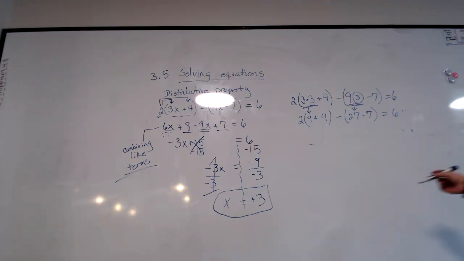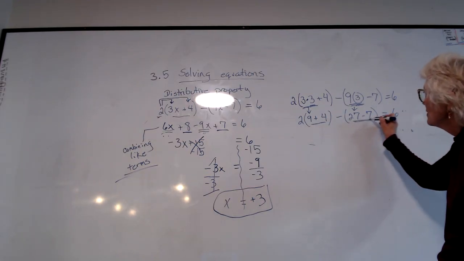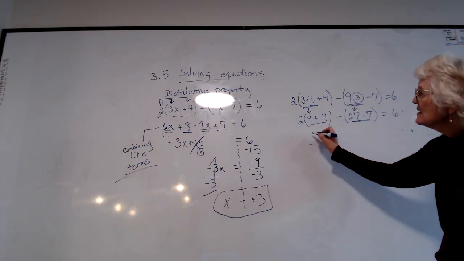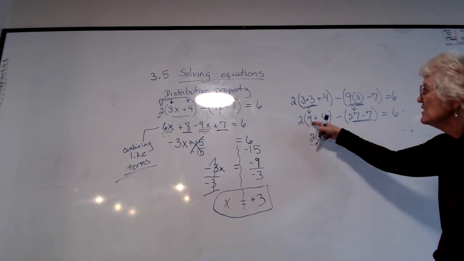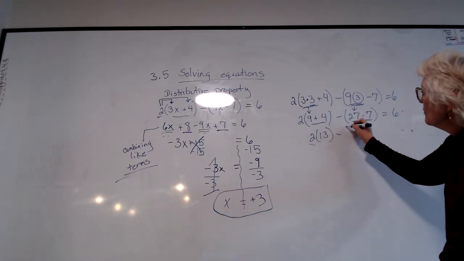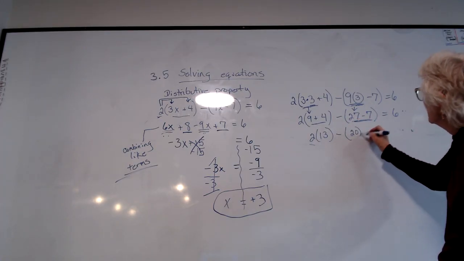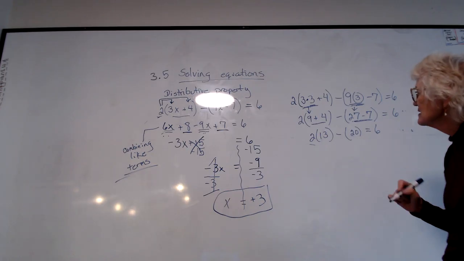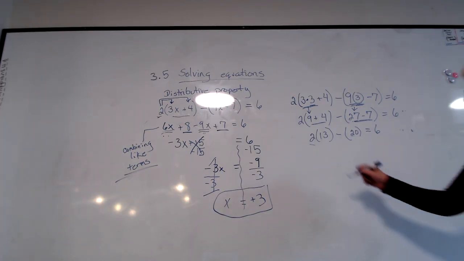Now I'm going to do the addition and subtraction in both sets of parentheses. So I get 2 times 13, because I added 9 and 4, minus 27 minus 7 is 20, equals 6. So I did inside the parentheses again, but this time the adding and subtracting. Now I still have a multiplication problem.